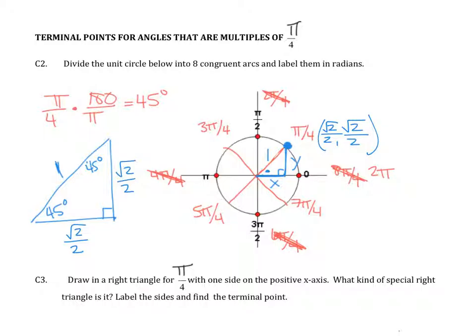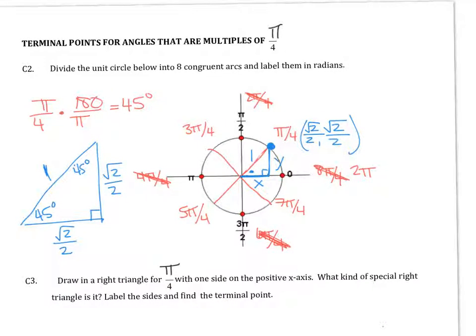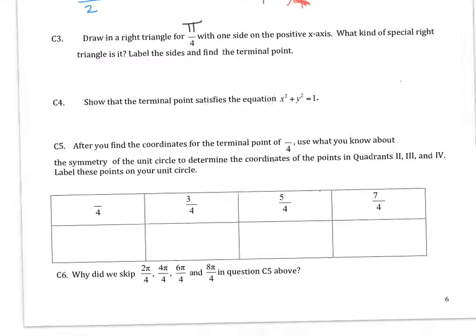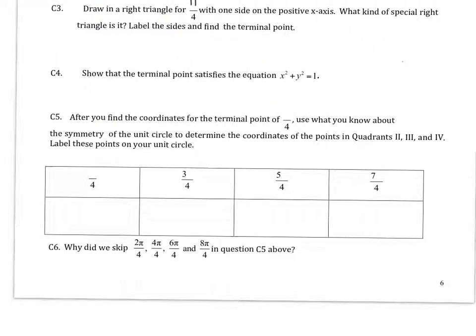Now, I need to see if I'm correct. Let me see if I can slide this at all. Apparently I cannot, so hold on just a moment. Okay, I'm going to hike this up a little bit so we can see the rest of it. So, show that the terminal point satisfies the equation x squared plus y squared equals 1.